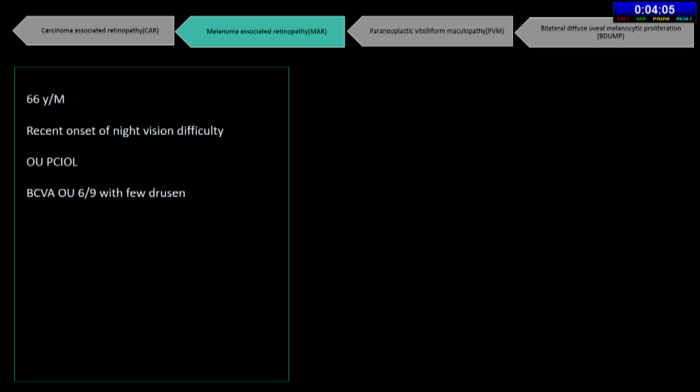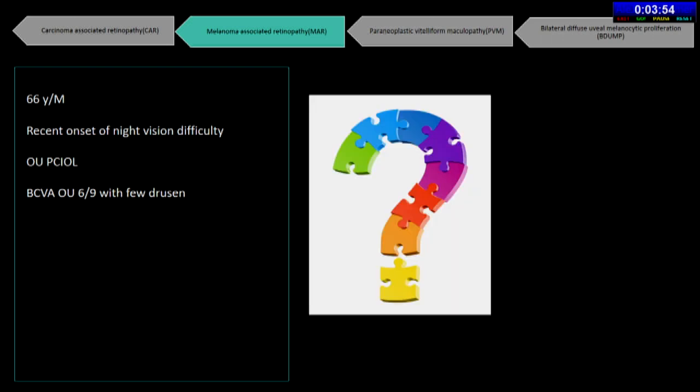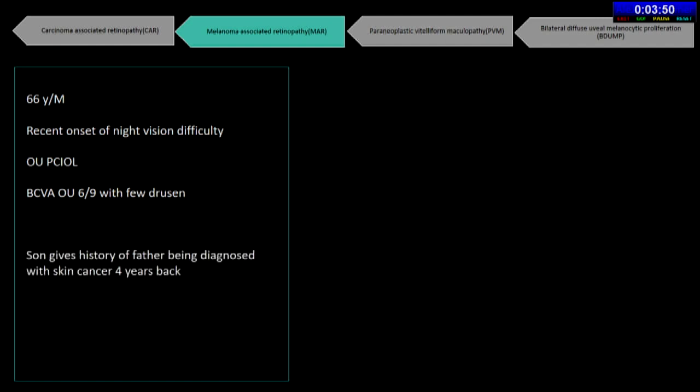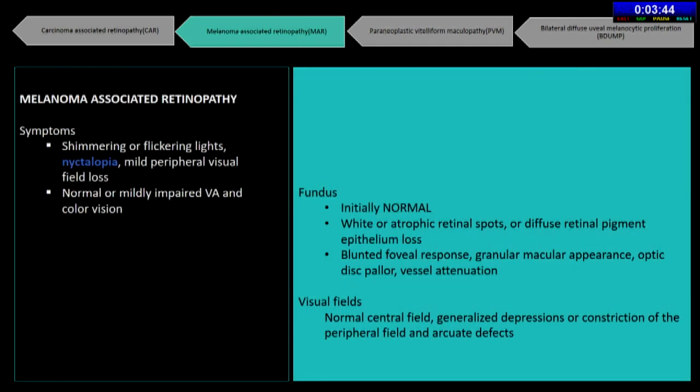Okay, so coming to the next part. A 66-year-old gentleman came with recent onset of night vision difficulty, both eyes cataract surgery done. Best corrected visual acuity in both eyes was 6/9 with few drusen. I don't have the fundus picture, unfortunately. So I did not know why this patient was suddenly complaining of night vision difficulty. But then his son came in and gave the history that his father was diagnosed with skin cancer 4 years back. And there I had a diagnosis of probably looking at melanoma-associated retinopathy.